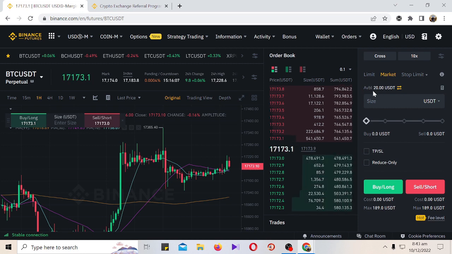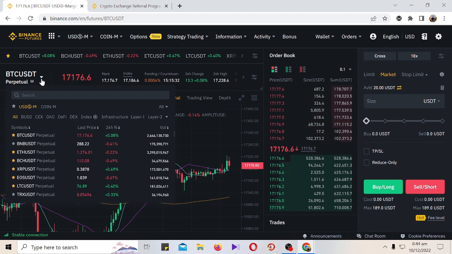Okay, so you see we have an available balance now here. Look at the order box. We have 20 USDT here. The cross is for distribution. Always leave it that way if you intend to open different cryptocurrency pairs. So let's say you want to buy BTCUSDT, and in the next hour you saw an opportunity to sell Ethereum USDT, then just leave it at cross. The 10x stands for leverage.